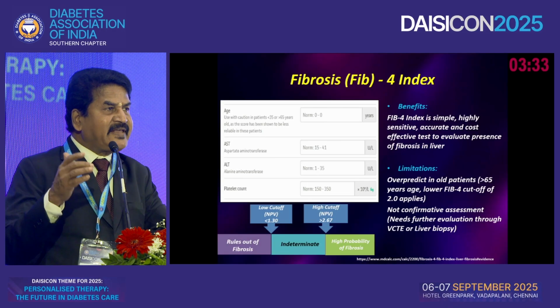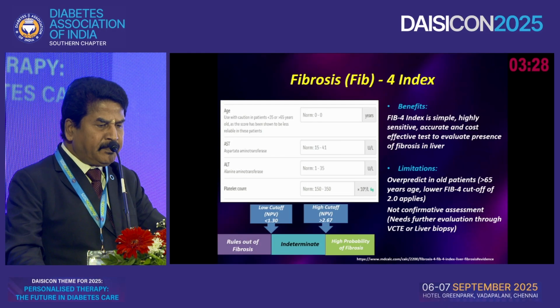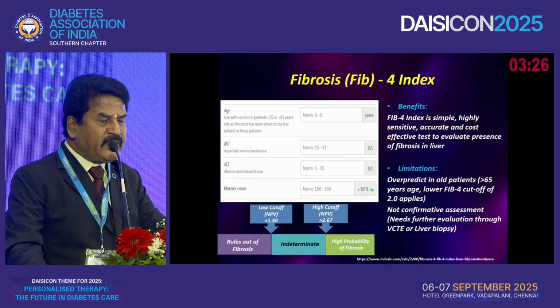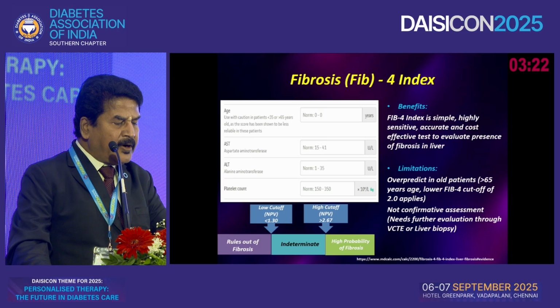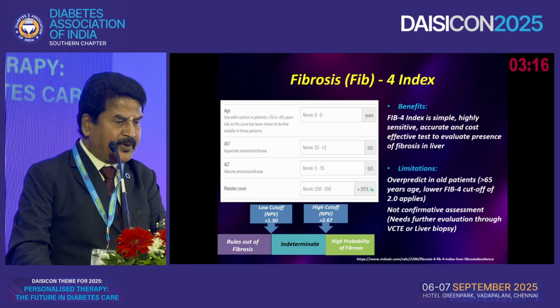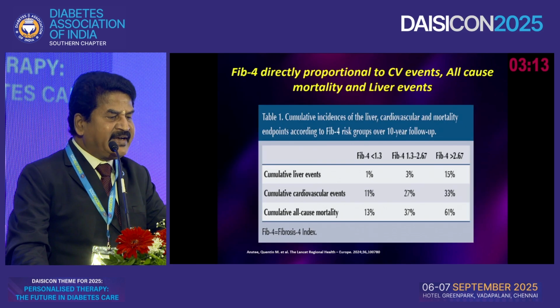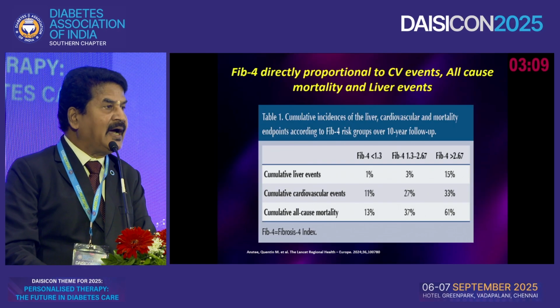And what is the use of the Fibrosis 4 index? Fibrosis 4 index is a simple, highly sensitive, accurate and cost-effective test. If it is less than 1.3, the low cutoff, it rules out fibrosis. If it is more than 2.67, there is a high probability of fibrosis. Fibrosis 4 index is directly proportional to CV events, all-cause mortality and liver events.